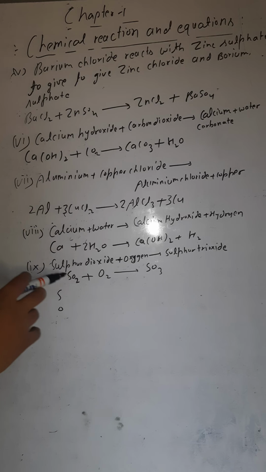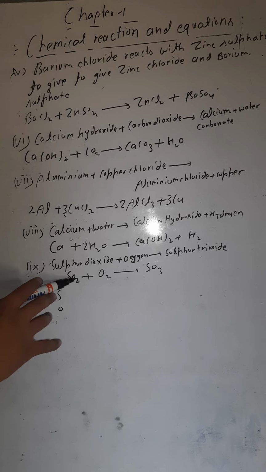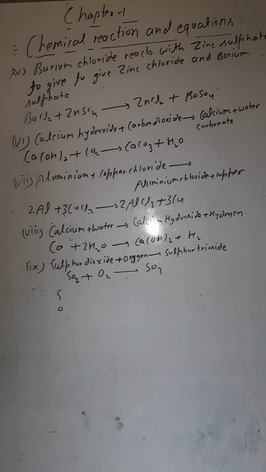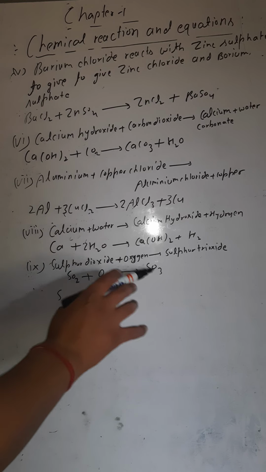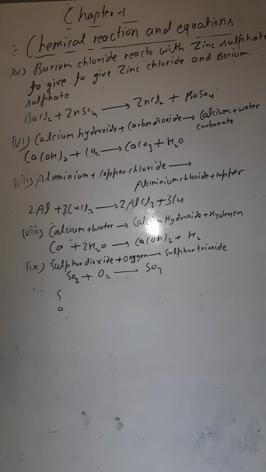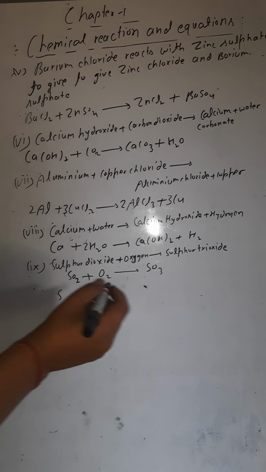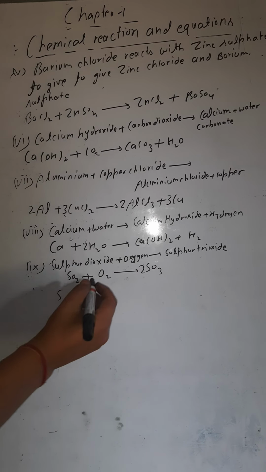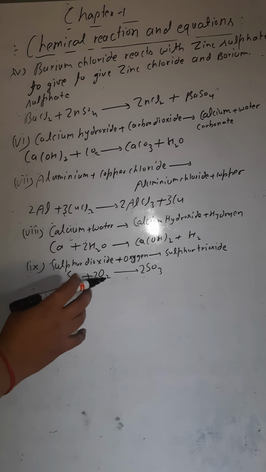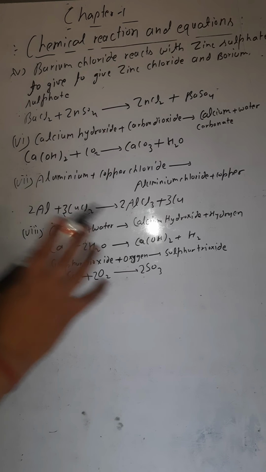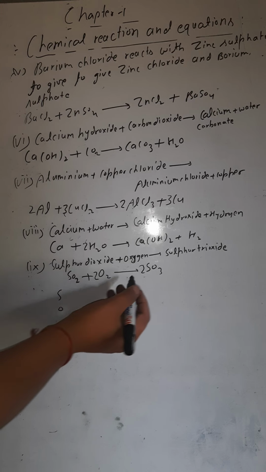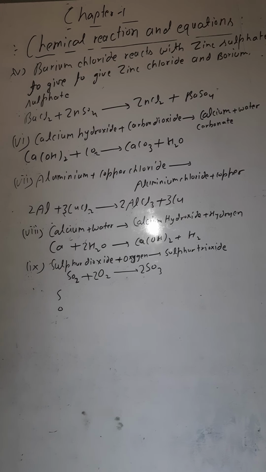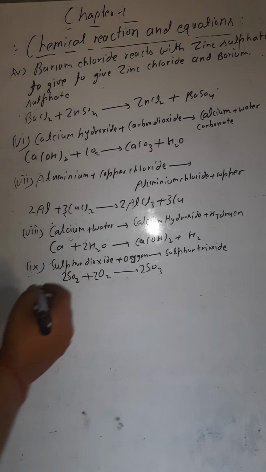If you look at sulfur, only 1 atom there also. If you look at oxygen, 2 plus 2, 4, but here only 3. So what will you do? If I multiply here by 2, 3 to the 6, 6 oxygen, here also multiply by 2. Now how many oxygen? 2 to the 4 plus 2, 6 oxygen here also. But look at sulfur. Sulfur here 2 atoms, here only 1 atom. So what to do? Again you will multiply this by 2.